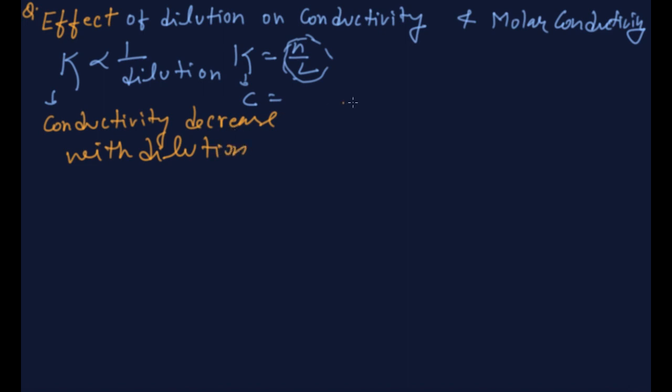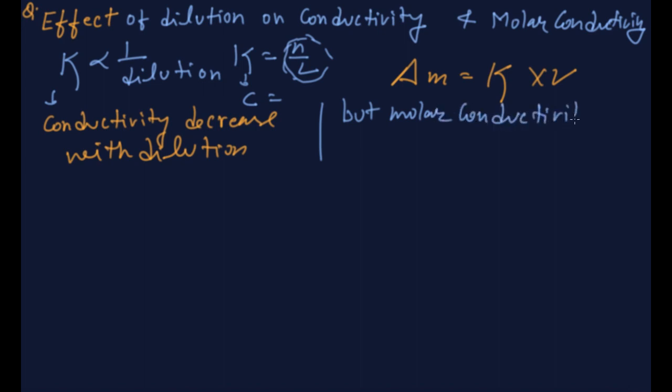But what happens to the molar conductivity? Molar conductivity, according to the formula, lambda M is equal to kappa into V. So molar conductivity increases with dilution. Take care of these theoretical questions also.